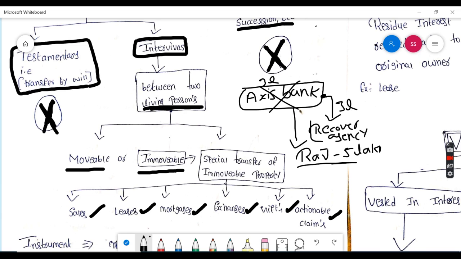Then this recovery agency will try to recover the entire money from Raj. If Raj still doesn't pay, the recovery agency will go to the court and do all sorts of things to recover the money, right? So what Axis Bank did here, it sold the actionable claims to the recovery agency. That transfer also will be covered under the Transfer of Property Act. Axis Bank transferred this loan to the recovery agency, nothing but transferring actionable claims. The recovery agency has to take some action to claim that money.